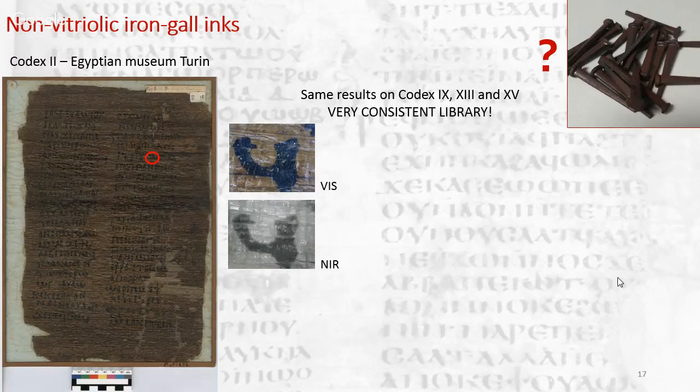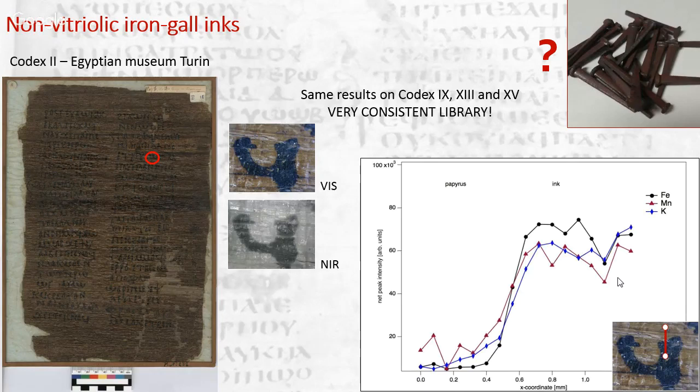Here in red, you can see the spot where I took the analysis, and here you can see the visible and near-infrared pictures of that spot. You can see that the ink is changing its opacity when moving from the visible to the near-infrared region, meaning that we are dealing with an iron ink. Let's see now the results of the elemental analysis that we did with our X-rays. You have to imagine that every time I'm analyzing my inks, I'm taking a line scan from the papyrus or the support into the ink.